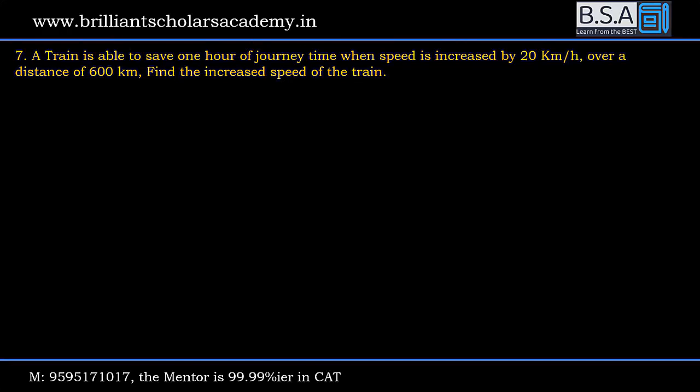A train was able to save 1 hour of journey time when the speed increased by 20 kilometers per hour over a distance of 600 kilometers. What is the increased speed of the train? This will take a lot of time if you go for equations. Try 3 minutes.